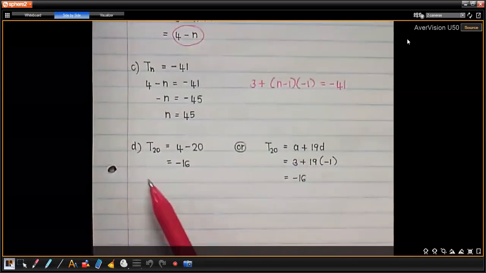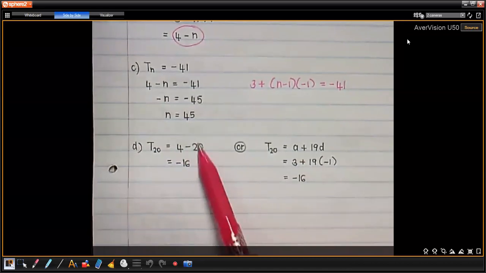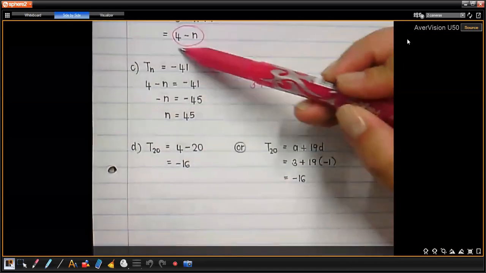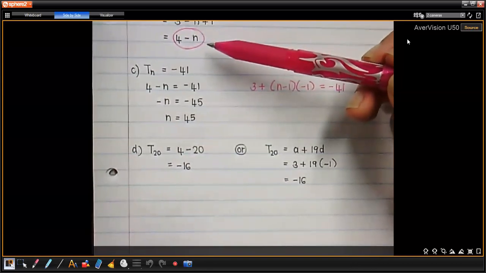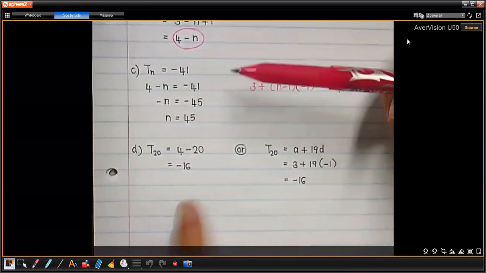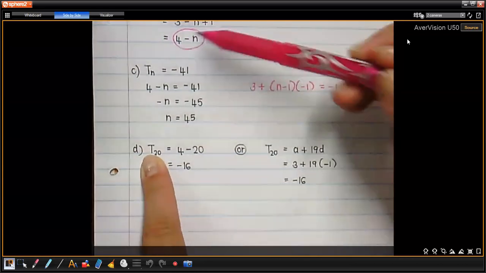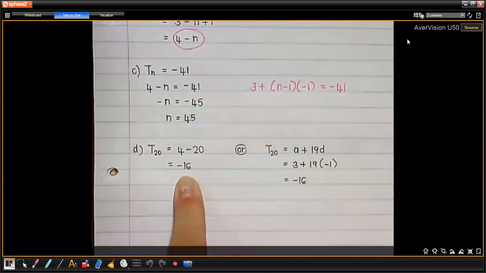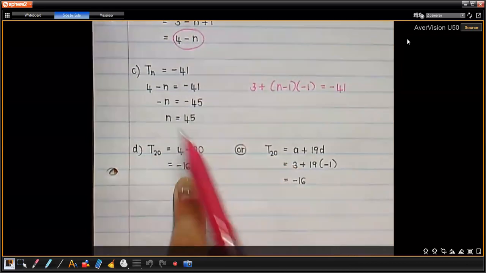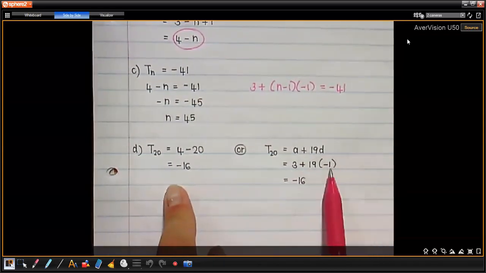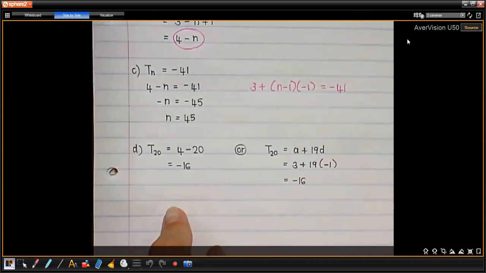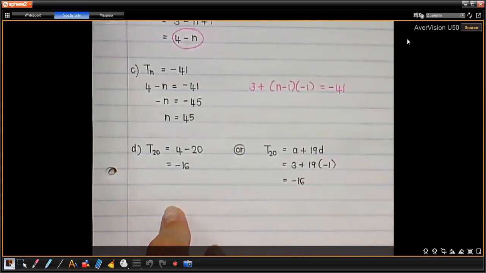And then for G, they asked for term 20. So again, I used the formula that we calculated, because this formula will give us the value of any term in this number pattern if we just sub in the n value. So if you're asking for term 20, 4 minus 20 is going to give us that term. Or if you forgot about that formula, you could have just worked with a plus 19b, and again subbed in your a value and your g value. Okay, so it is up to you guys. Both will get the same number of marks.